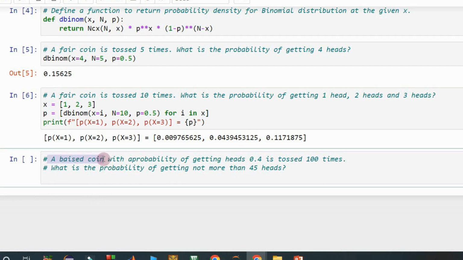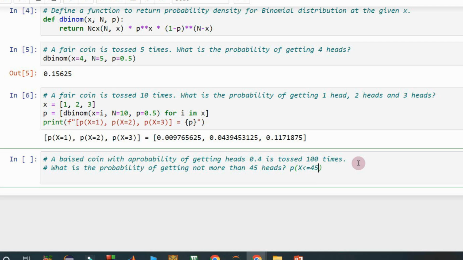Now I am considering a biased coin instead of a fair coin. If it is a fair coin, obviously the probability of getting heads is 0.5. But since it is a biased coin, we have some other value for the probability of getting heads, that is 0.4 in this case. That means the probability of getting tails would be 0.6. So obviously the total probability should be 1. And that biased coin is tossed 100 times. Then what is the probability of getting not more than 45 heads? Not more than 45 heads means we need to find the probability of x less than or equal to 45.